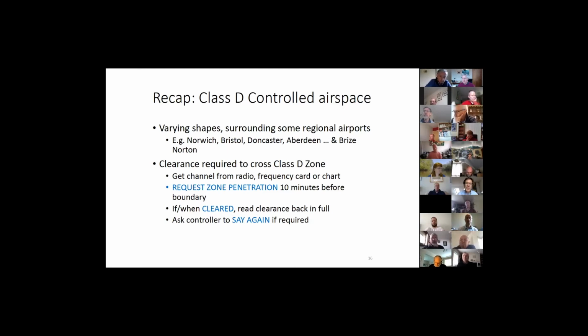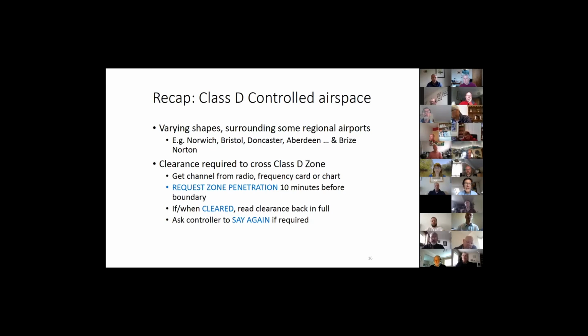Again, to get your clearance, as before for the MATs, get the channel, enter it into your radio, call them up, ideally 10 minutes or so before you get to the edge of the zone, and request zone penetration. Now, you will only be allowed into the zone if you've got a clearance. You must hear the word cleared in the response. If you don't hear the word cleared, you are not allowed to enter the zone.